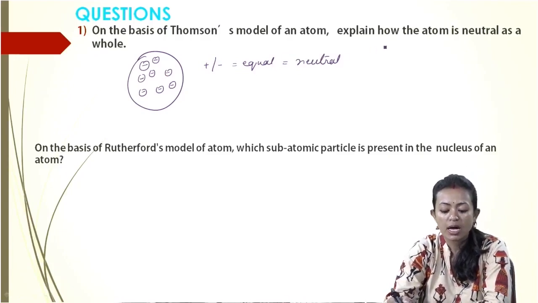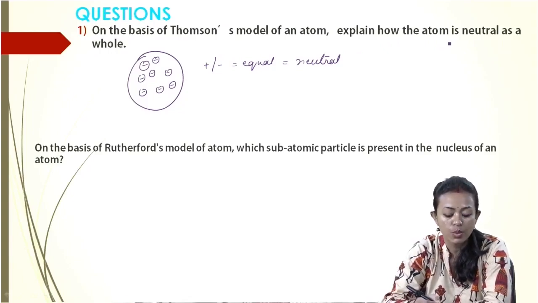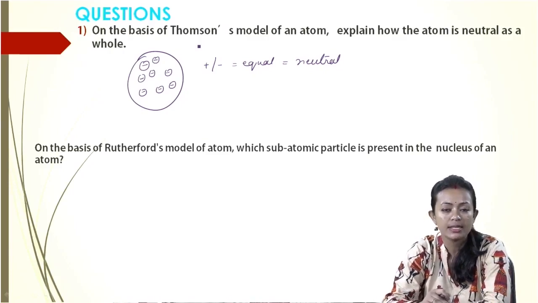So on the basis of this, how will you explain that the atom is neutral as a whole? We can explain that an atom is neutral as a whole by taking the entire mass of an atom to be positive mass and the negative charges embedded in it, such that the negative charges are uniformly distributed throughout the positive mass and thus they are electrically neutral.